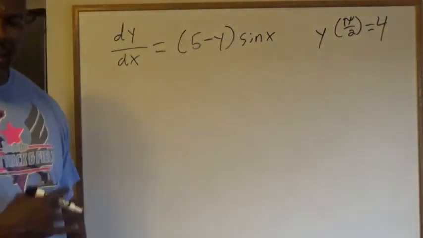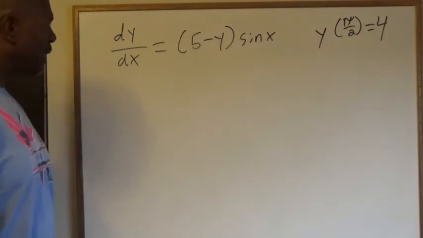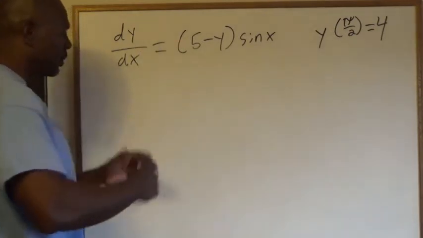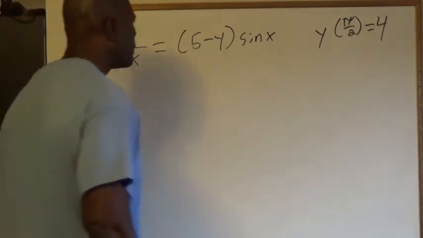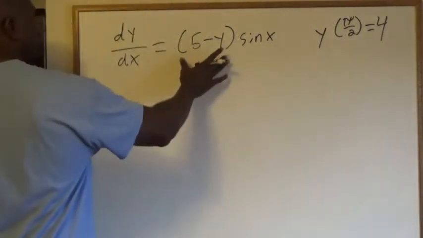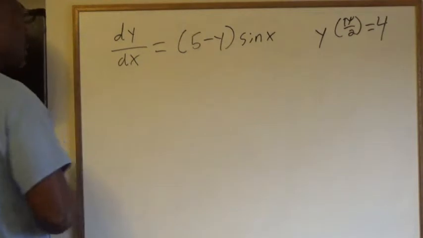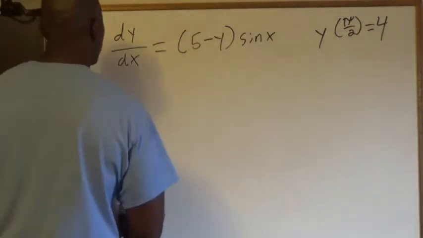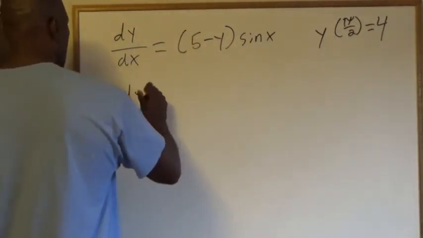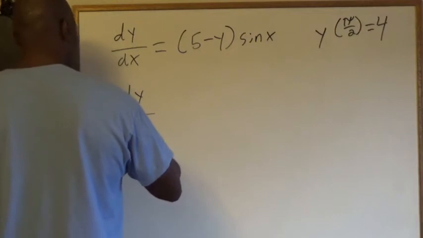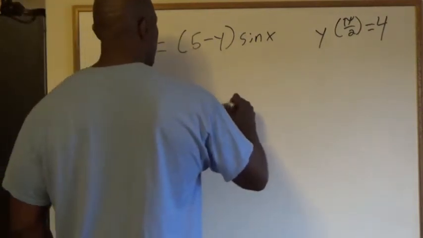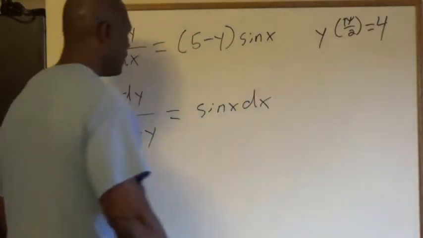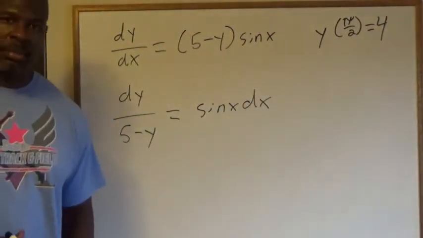Even for those brainiacs out there that can separate and integrate this in their head and can find C real quick, we need to show all of this junk. So I'm going to show the separation. Again, I need this y stuff to be with dy, and I need dx to be over here. So this will be dy over 5 minus y, and that will equal sine x dx. So I separate it.